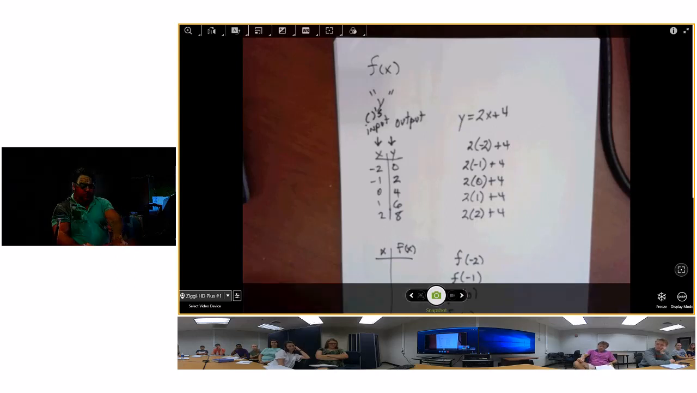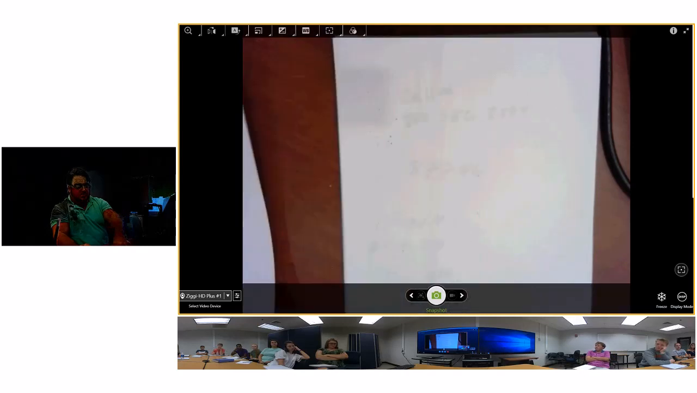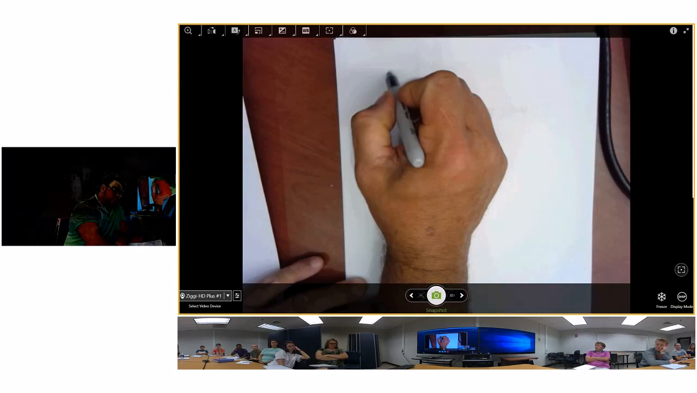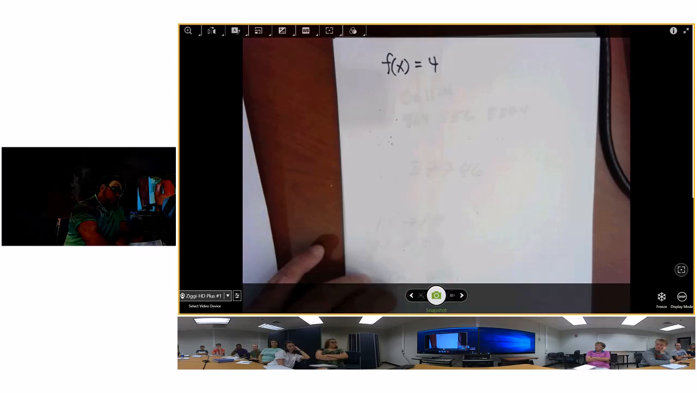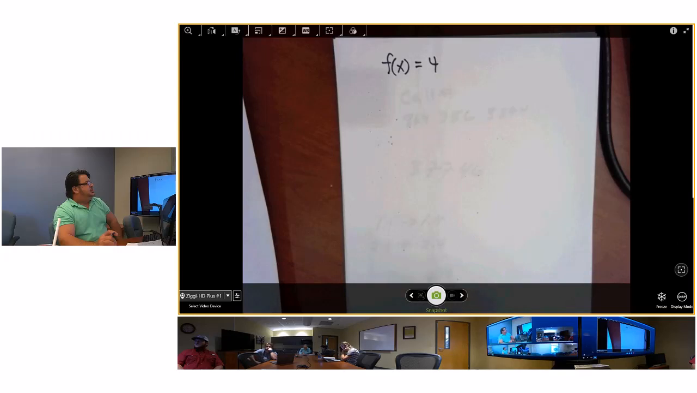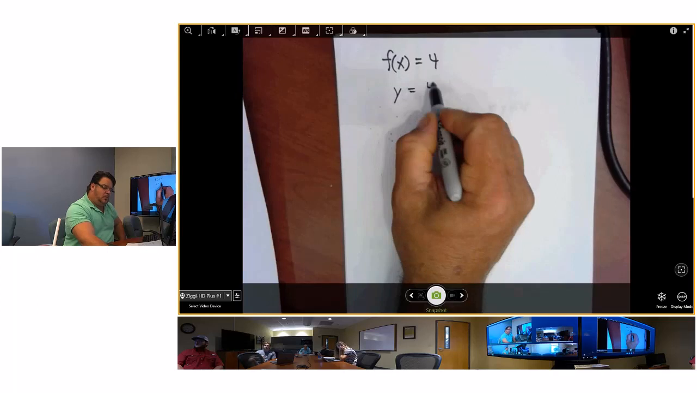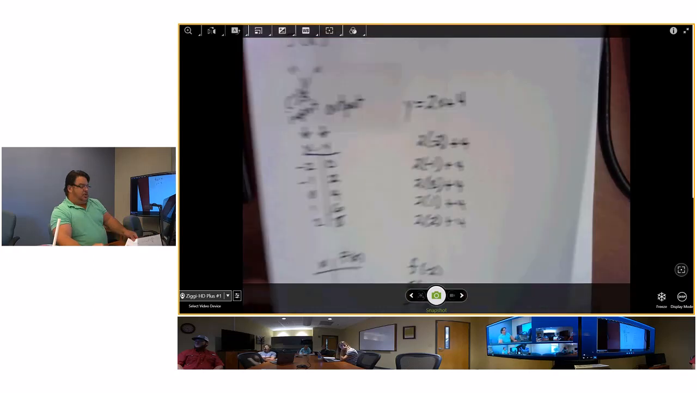If I give you a function that looks like this, or I give you something that looks like this, when you see that function right there, the first thing you should say to yourself is change that to redneck. Change it to redneck. Y is equal to 4. All right? What if I asked you with this problem right here?